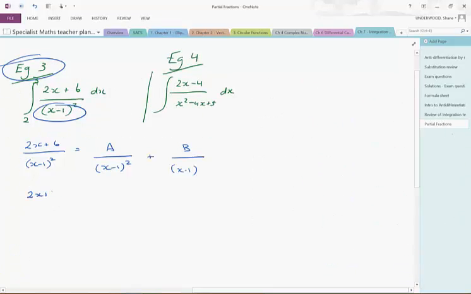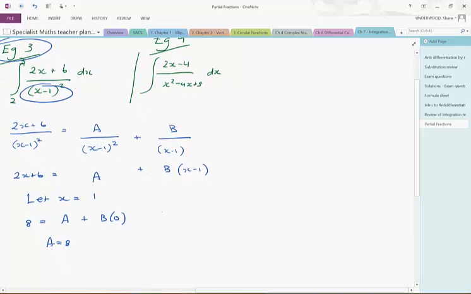So what we're going to do is 2x + 6 is equal to A times (x - 1) plus B. I'm going to resume. All right, so I don't have to multiply A by anything. So I'm going to let x equal 1. When I do that, I have a left-hand side of 8 equal to A plus B times 0. So A is going to be 8.